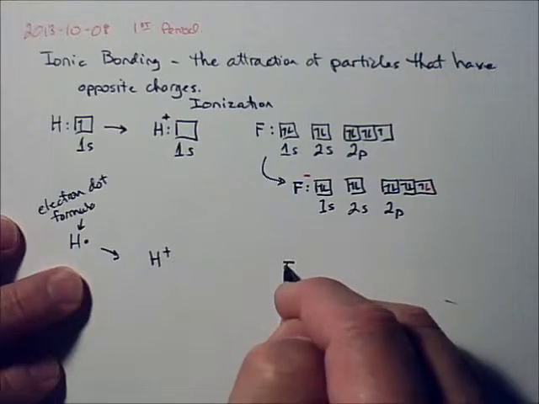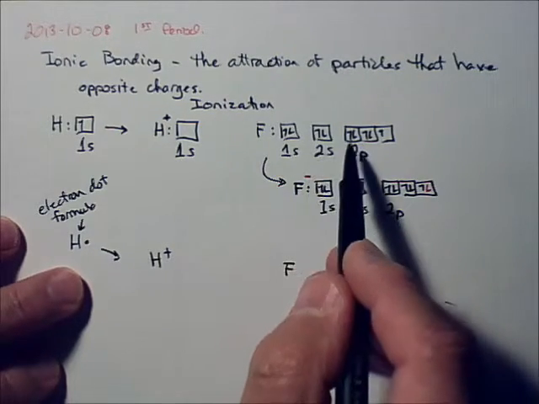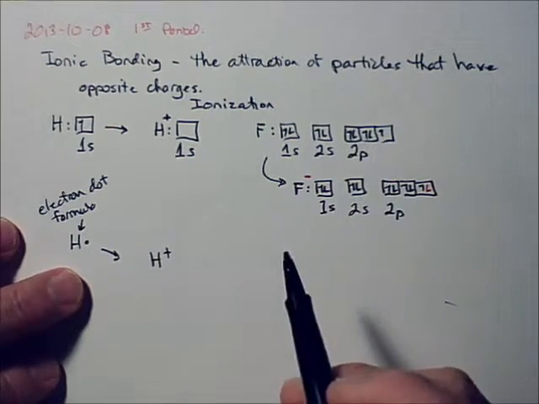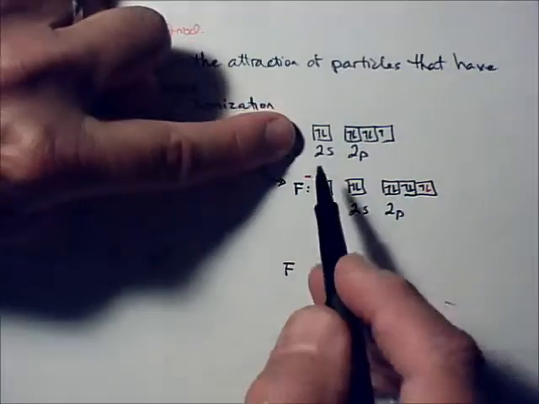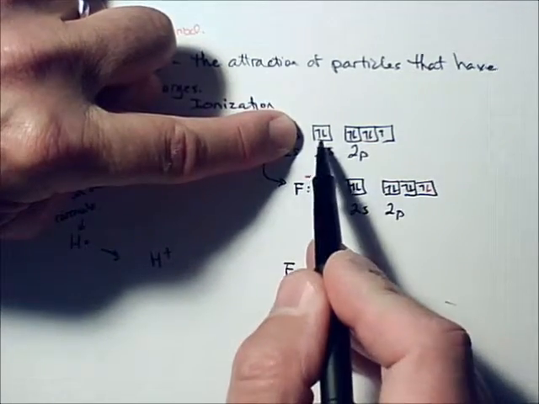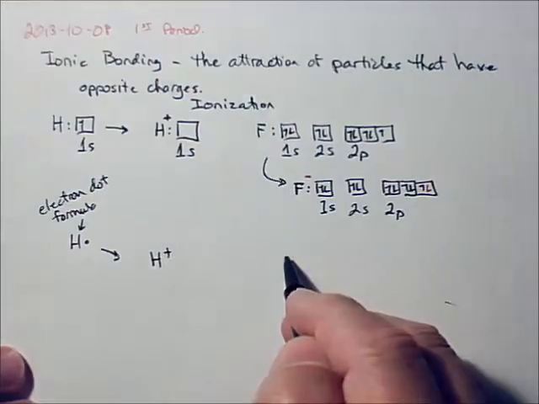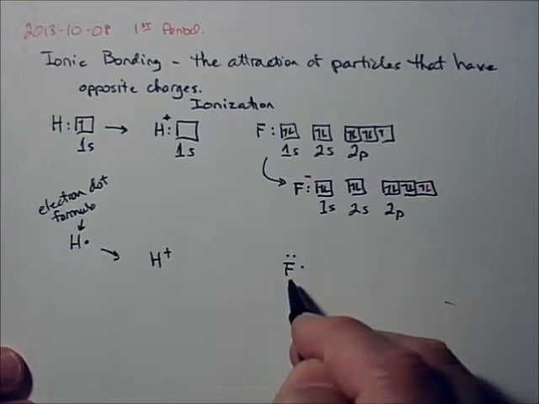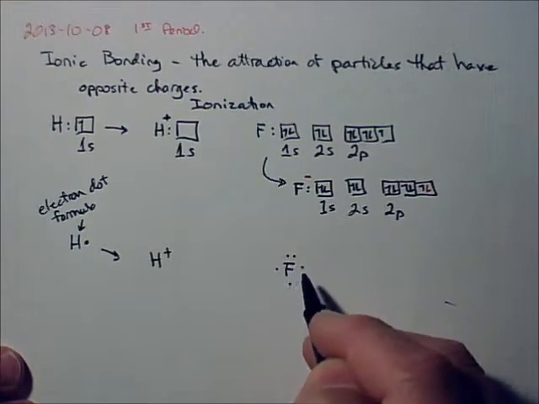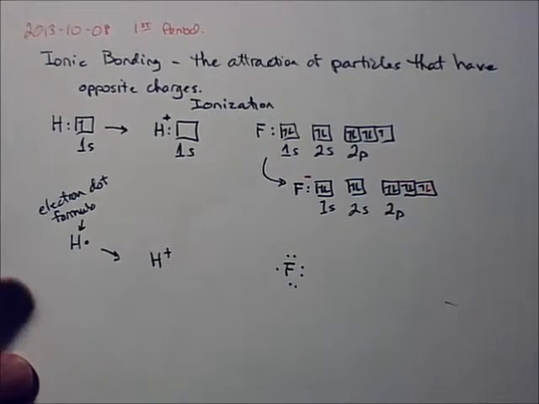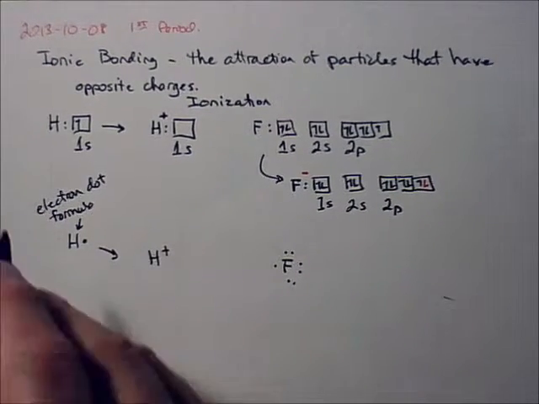Now fluorine over here started out with 7 valence electrons, all the electrons in the highest energy level. You count them up: 2, 4, 6, 7. I should have put one on each of the 4 sides and then start pairing them up. I end up with something like this. So that's a fluorine atom.